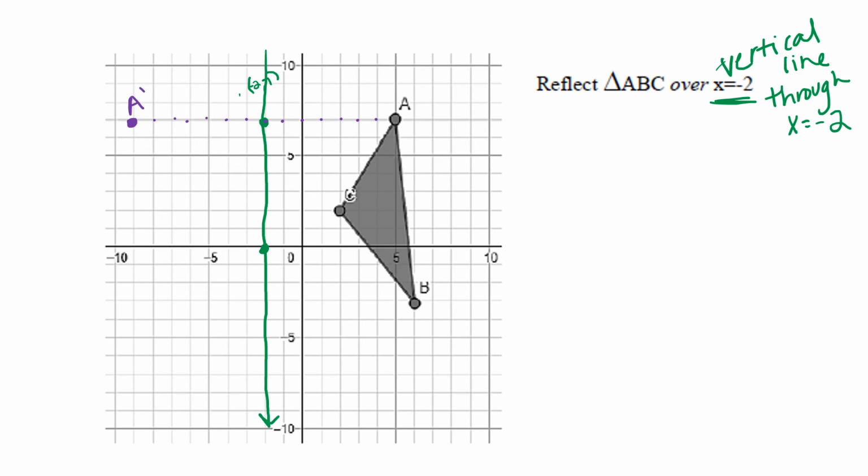Okay, if we do B next, B is 1, 2, 3, 4, 5, 6, 7, 8 to the right. So then I need to shift it to the left of the line 8 units. 1, 2, 3, 4, 5, 6, 7, 8, right on the edge of my graph there, labeling that B prime. And C is 1, 2, 3, 4 to the right of the line. That means I need to go 4 to the left and label that C prime. So once I get all those points in there, we draw that picture and hopefully it looks like a mirror image.